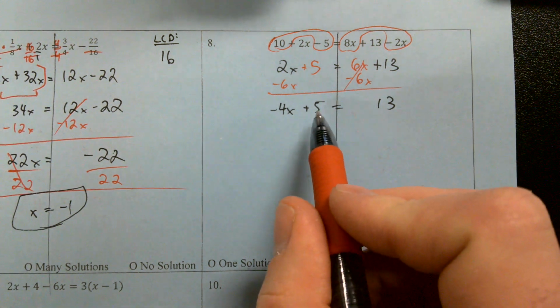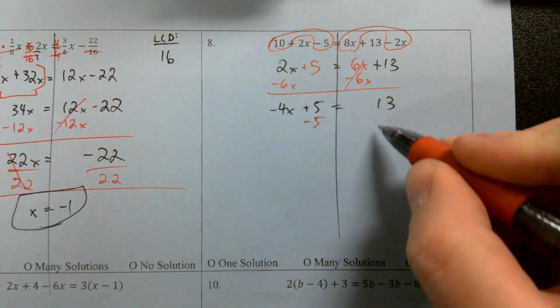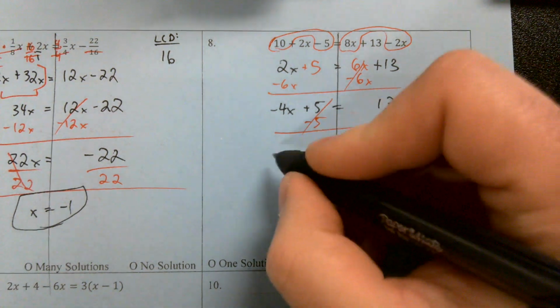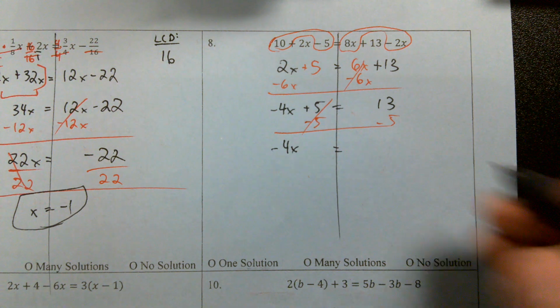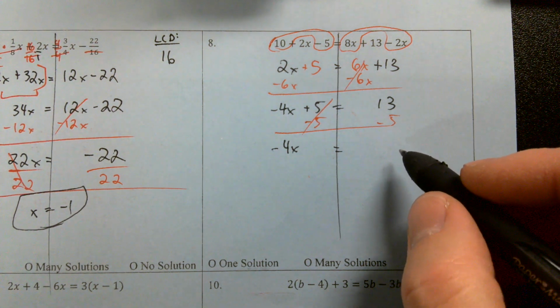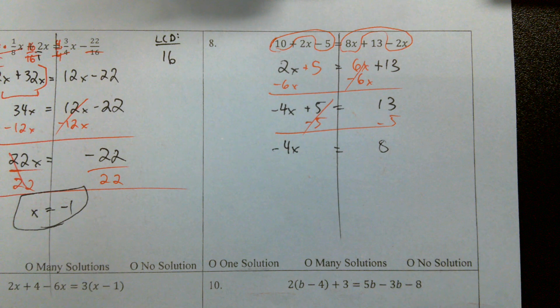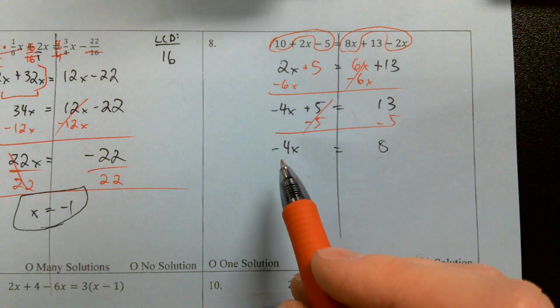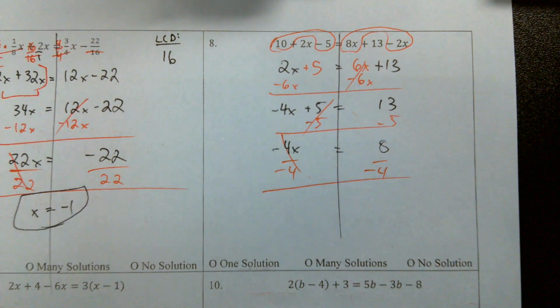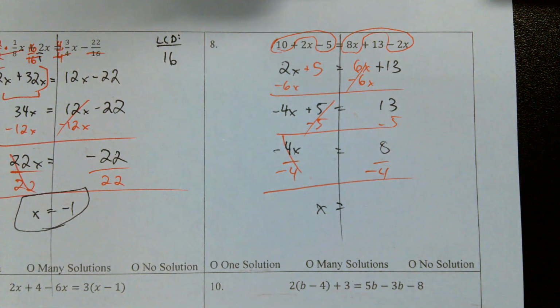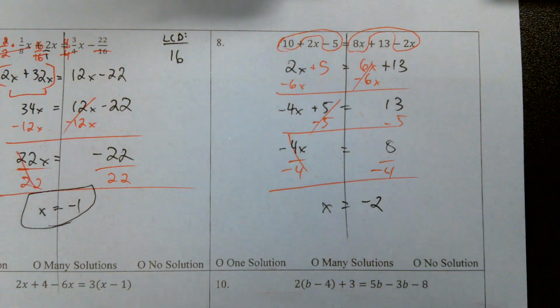I'm going to bring my constant term to the right, minus 5 minus 5. Negative 4x equals what? 8. Step 6, divide by the coefficient, over negative 4, over negative 4. What's my x going to be equal to here? Negative 2, that's right. 8 over negative 4 gives me negative 2.